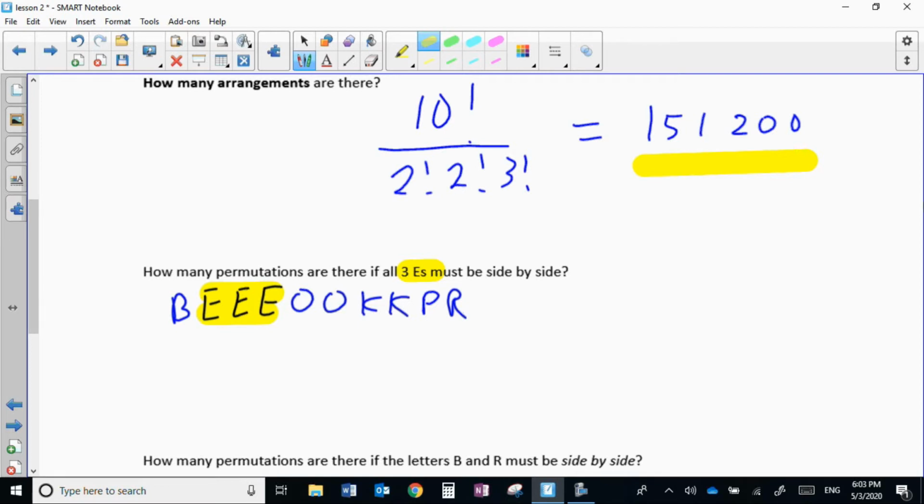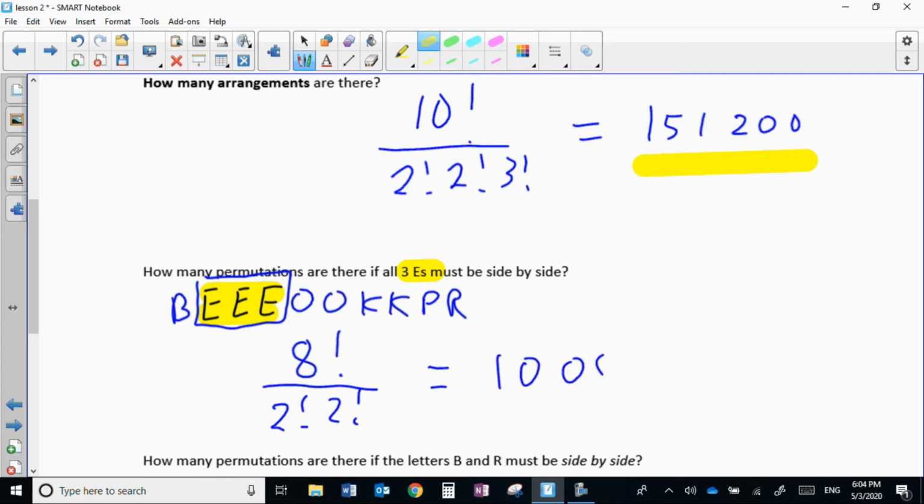There's a trick to doing this one. What I'm actually going to do is pretend the 3 E's are one letter, in which case I now have 1, 2, 3, 4, 5, 6, 7, 8 different letters altogether, treating the E's as one. There are 8 factorial ways of rearranging this, and that means the E's are stuck together. However, I still have to be careful. There are still double O's and double K's, so we don't want to double count those. If you figure that out, sure enough, you get a number much smaller than 151,000, a little bit bigger than 10,000.